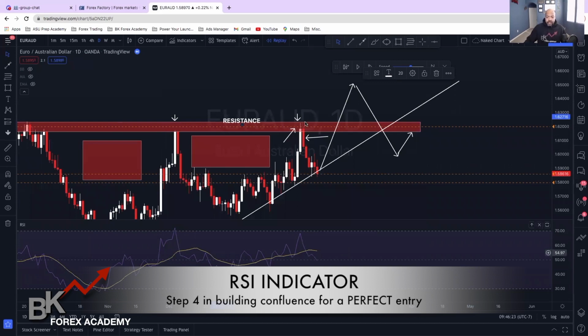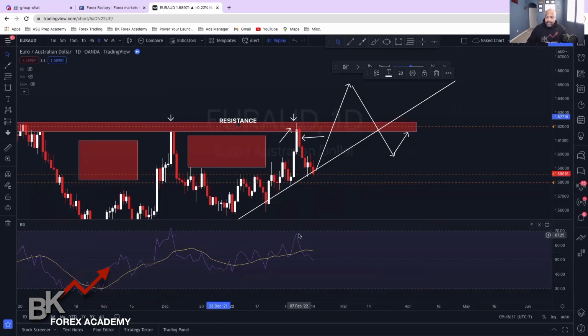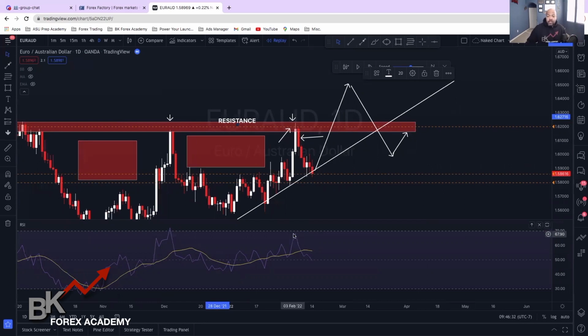And we can see as soon as price hit my zone, the RSI was at 70, which is also my resistance area. So I have my zone here, this long red rectangle as my resistance area. I have my trend line as my support area, right? And then I even have my RSI as my resistance area.